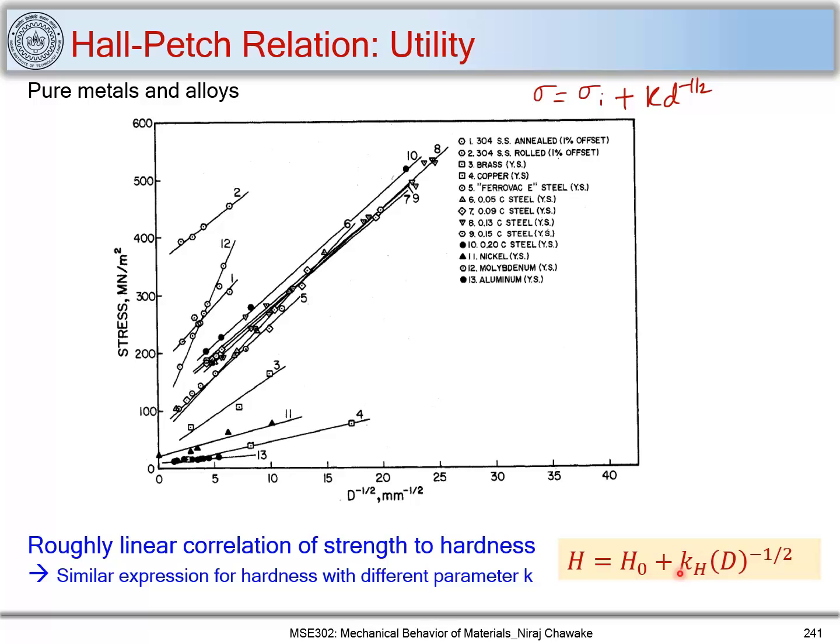So here these parameters are varying. The utility is, let's say you have stress and you have hardness. In some cases, measuring hardness is much easier compared to measuring the yield stress of a material, and the sample preparation is much easier. So you can use this relation to find out the effect of grain size on the mechanical behavior of a material, just by correlating hardness using this Hall-Petch relation for hardness.